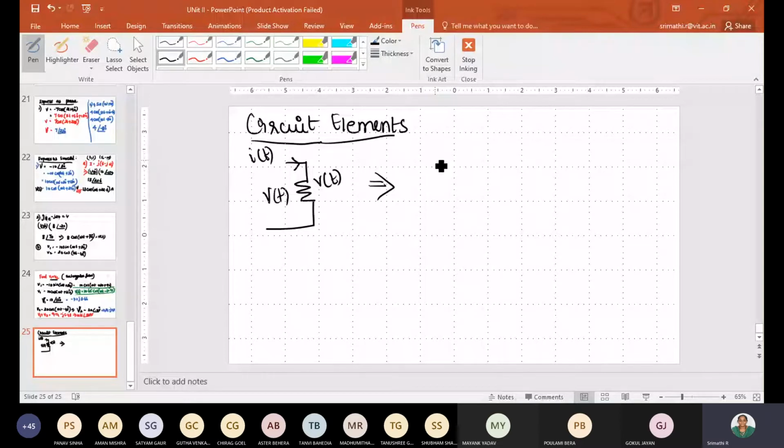Right. And we know what V is. V is equal to IR, or V of t is equal to I of t into R in time domain. Whereas in phasor domain, again capital V should be equal to capital I into R. This is your first circuit element. Is it okay? Shall we go ahead with the next one?